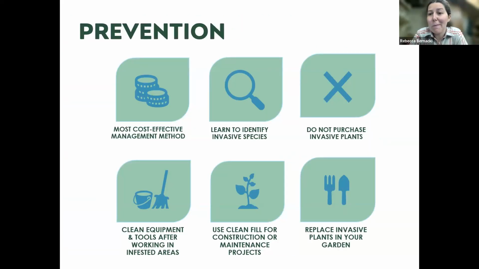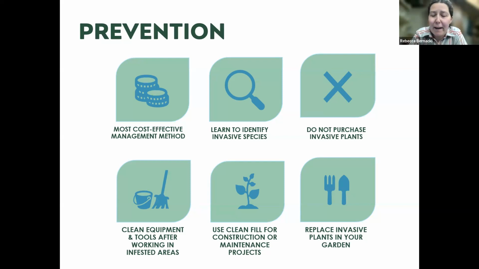So the first management option, I say management and that's funny because this is kind of what we do before an invasive species gets there, is prevention. And prevention is always going to be our most cost-effective management method. So I thank all you folks for joining us today to learn about invasive species, because once you learn to identify these species, we can learn to prevent them. It's the old, an ounce of prevention is worth a pound of cure here. So as I mentioned, the first step in prevention is learning to identify species.